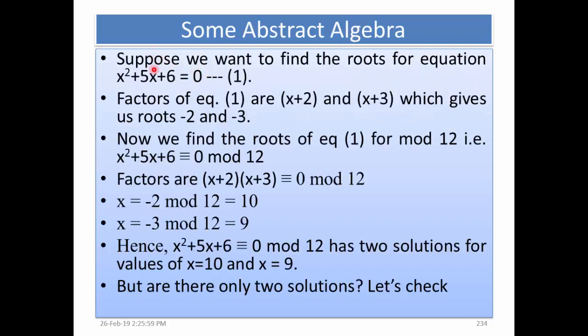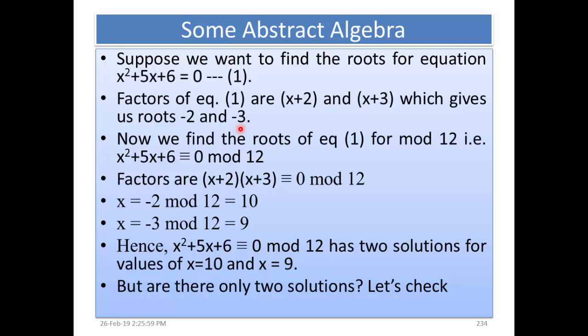Now we will go through some basics of abstract algebra. Suppose we want to find the roots for the equation x squared plus 5x plus 6 is equal to 0. By doing simple algebraic operations, we can find that the factors of this equation are x plus 2 and x plus 3, which gives you minus 2 and minus 3 as the roots. Factors are x plus 2 and x plus 3, and roots are minus 2 and minus 3.